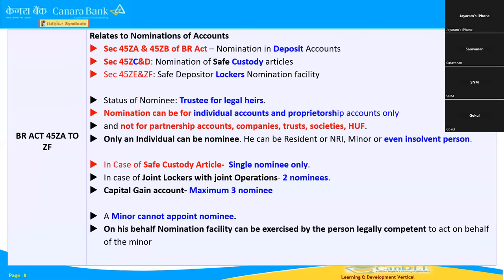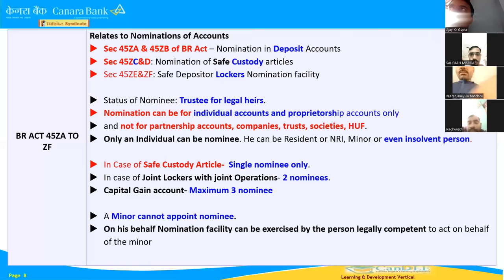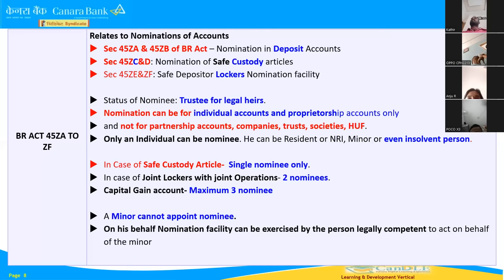Then one more, that is nomination. Nomination is also discussed in the Banking Regulation Act. Remember, if they ask about nomination in banks, the section is 45ZA to ZF. Remember this number, 45ZA to ZF. It is for all the deposits, all nominations in the bank; all these ZA to ZF are controlling. But if you take them individually, there is a difference.